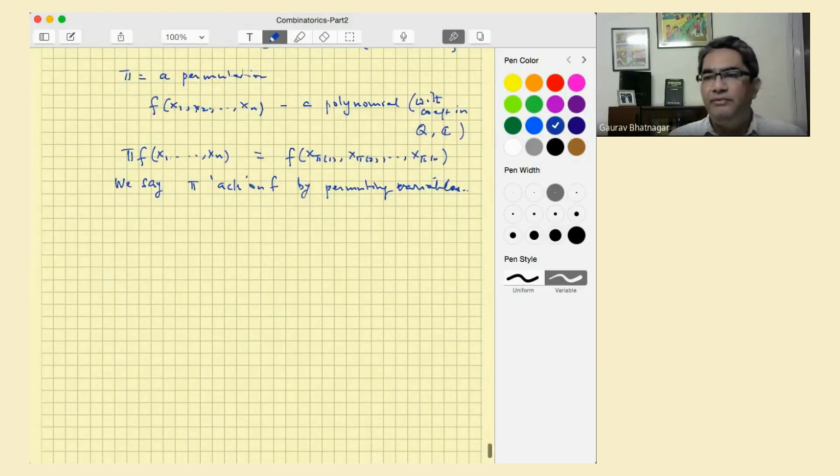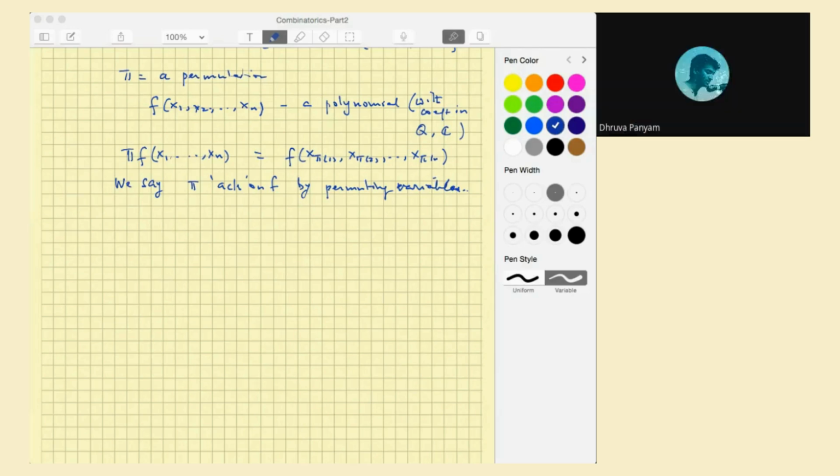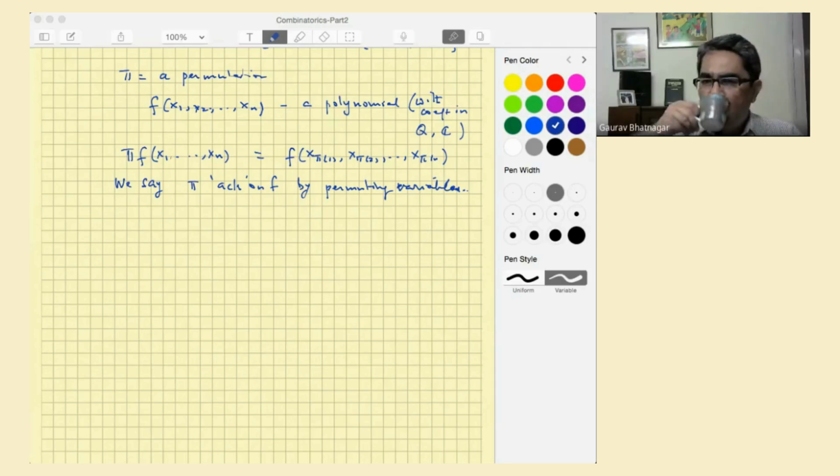Have you guys done some course in group theory? Anybody who hasn't done group theory? I haven't done a course, but I know a little bit of the theory. Okay. Anybody who hasn't done anything and has no idea about groups?